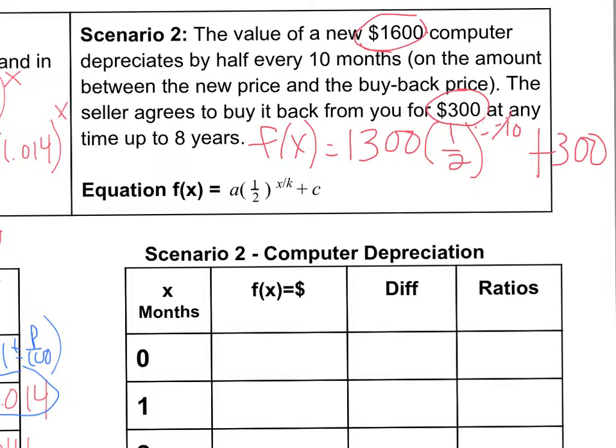When you go about doing this, you could of course represent it this way: 1,300 times 1/2 to the 1/10, all to the x, plus 300, if you want to represent it in terms of percents. And I will let you do that. Then work through each of these questions in turn, which are very similar to the other side of the page. Okay, so that's how you do the second page in the handout.